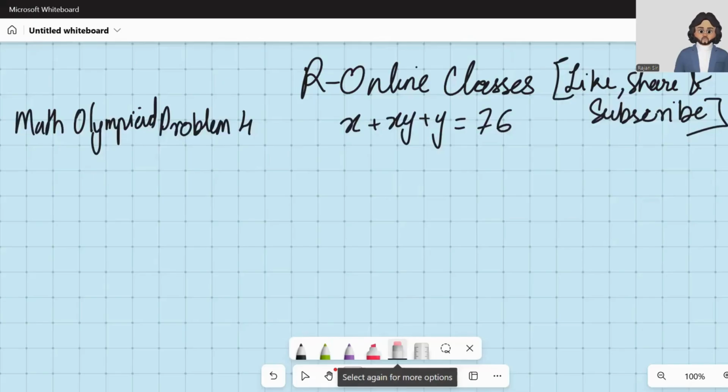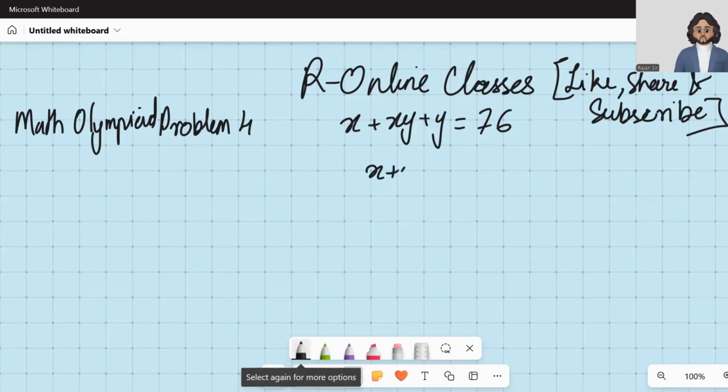Hello everyone, welcome back. Today we are solving Math Olympiad problem number 4, and this one is a very tricky one. We have x plus xy plus y equal to 76, and we have to find the value of x plus y. So let's start with this one.